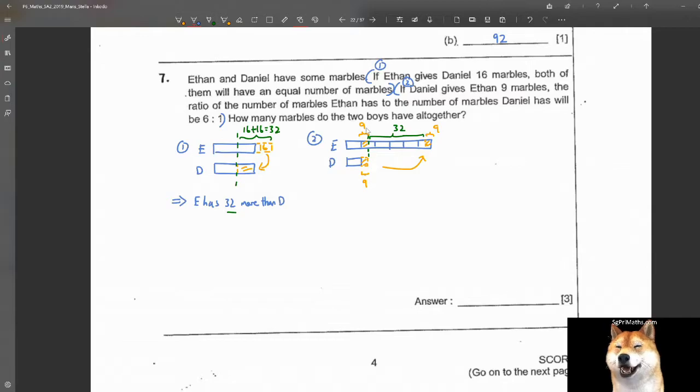The question asks how many marbles the two boys have altogether. So when we look at the model, this is 1 unit, 2, 3, 4, 5 units. We can find out the value of 5 units, which equals 9 plus 32 plus 9. This will give us 50. 1 unit will be 50 divided by 5, which gives you 10. And we need to find 7 units, which equals 10 times 7 equals 70. And that's it.